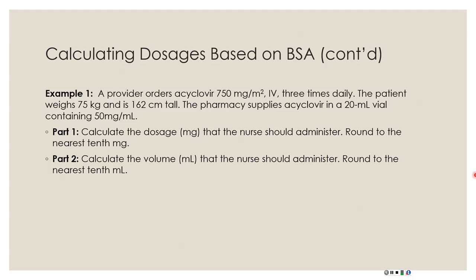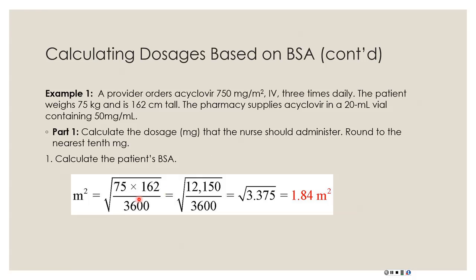An example that we have is a provider orders acyclovir 750 milligrams per meter squared IV 3 times daily. The client weighs 75 kilograms and is 162 centimeters tall. The pharmacy supplies acyclovir in a 20 milliliter vial containing 50 milligrams per milliliter. So let's just start with our first step. We need to calculate the dosage in milligrams that the nurse should administer. However, before we can do that, we need to figure out what that body surface area is.